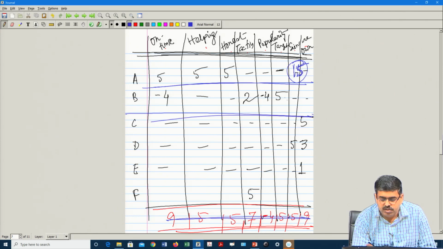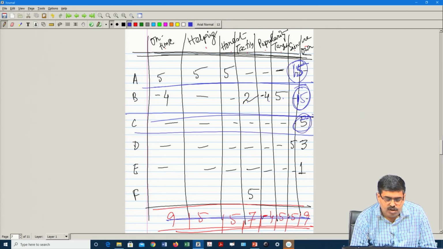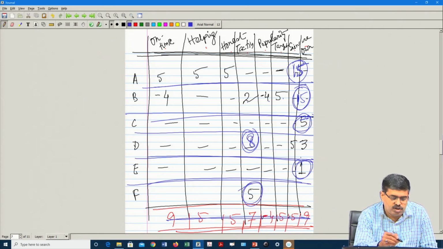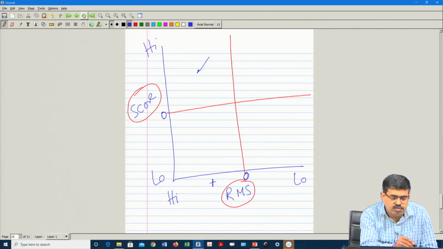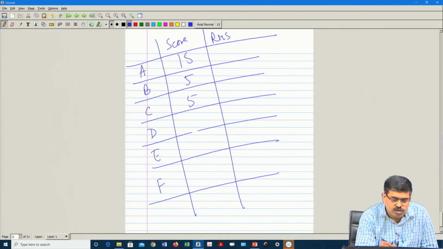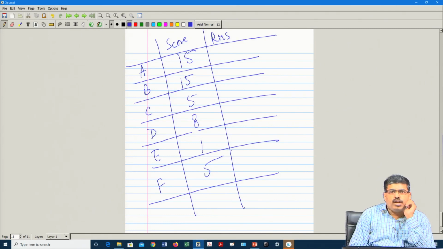B score is also 15. C score is only 5. D score is 8. E score is only 1 and F score is 5. So 15, 15, 5, 8, 1, 5. This is the score that we just now got.